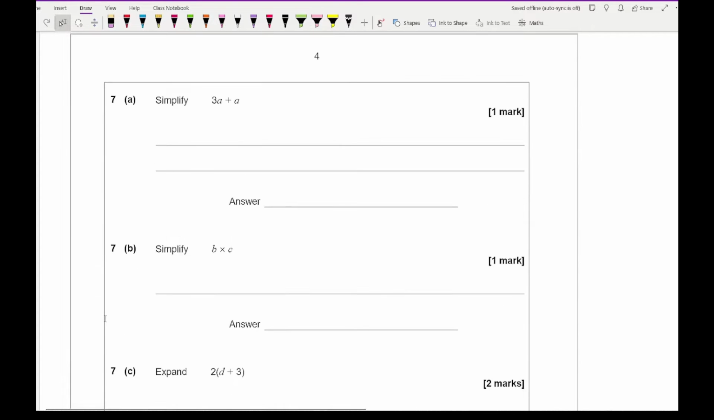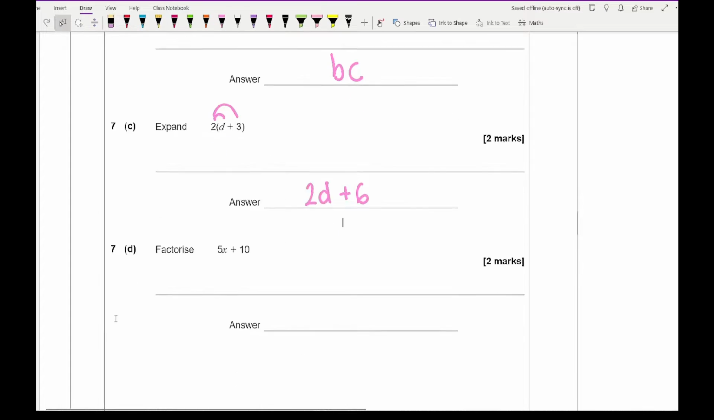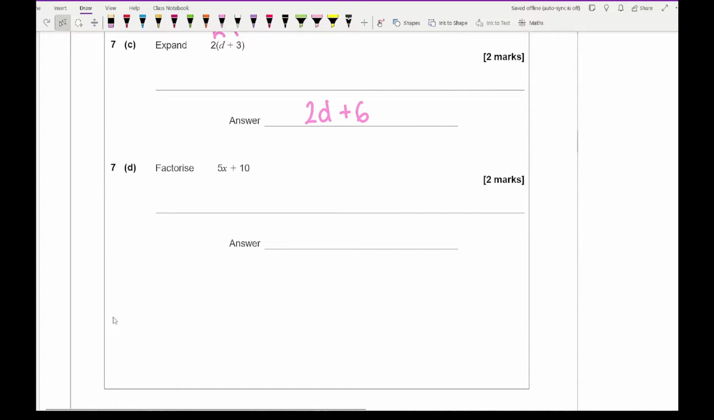Moving on to question 7, it says simplify. We've got 3a plus a, which is 4a, and then b times c, which is bc. Then for question 7c, it says expand. So we want to do 2 times d, which is 2d, plus 2 times positive 3, which is positive 6. Then for 7d, it says factorise. We want to take the highest common factor of 5 and 10, which is going to be 5. And so we've got 5x plus 2 inside the brackets.